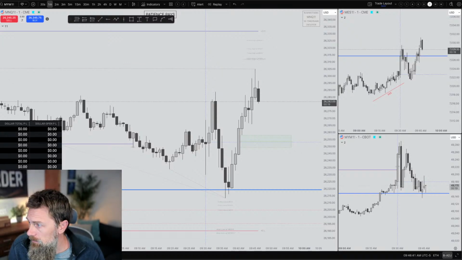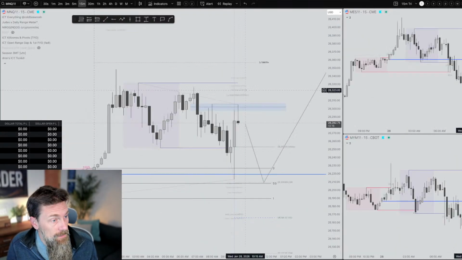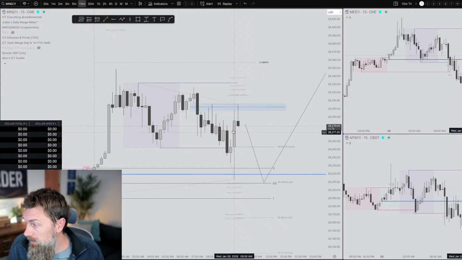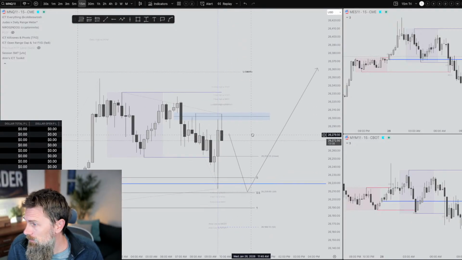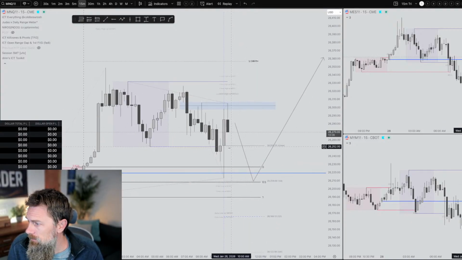Well, ultimately, look at my 15-minute chart. Price did what I wanted it to do. Came down into midnight open, into the Asia range, and it reversed. So that's cool. And had there been a long down in here, I probably would have had a 3 hour winner already.